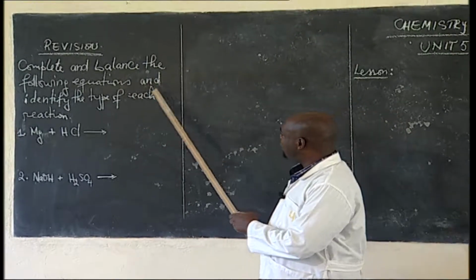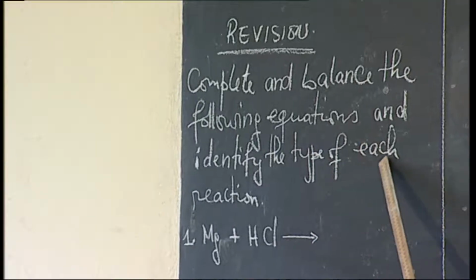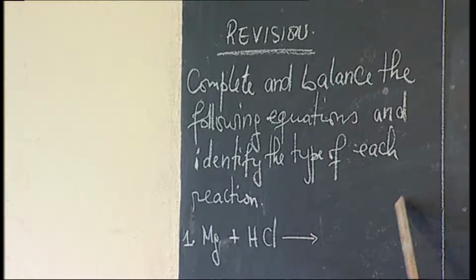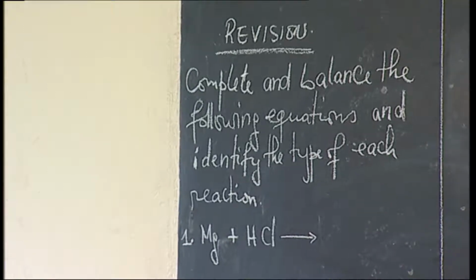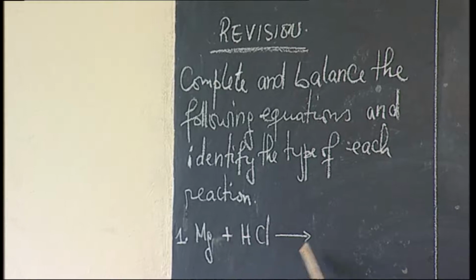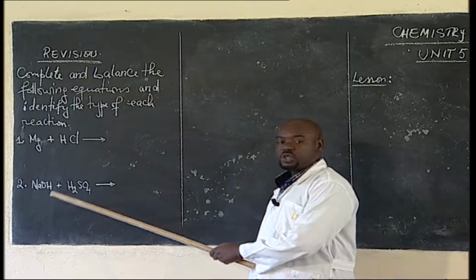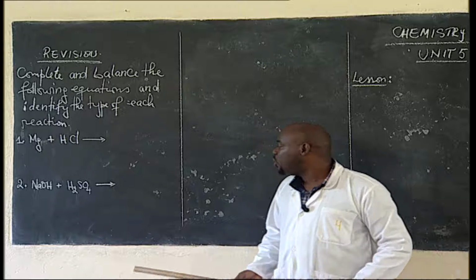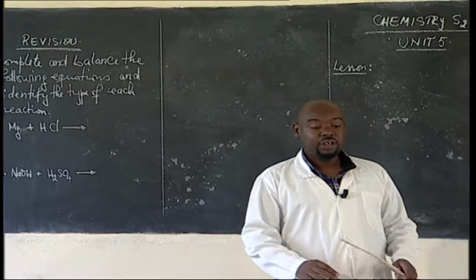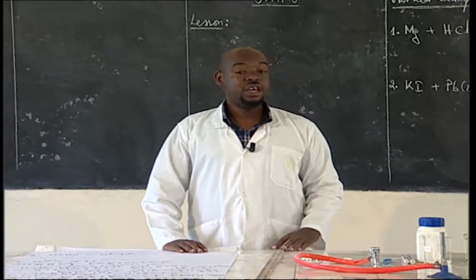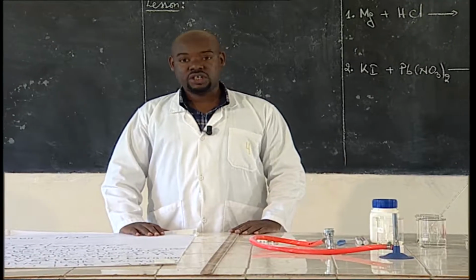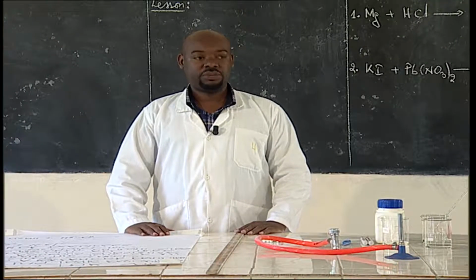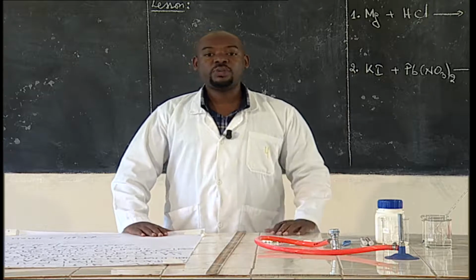Complete and balance the following equations and identify the type of each reaction. We have magnesium reacting with hydrochloric acid and sodium hydroxide reacting with sulfuric acid. Remember to put the state symbols on each reactant and product. You have 1 minute.